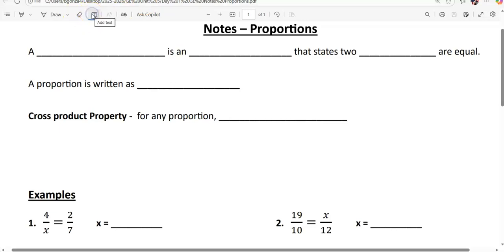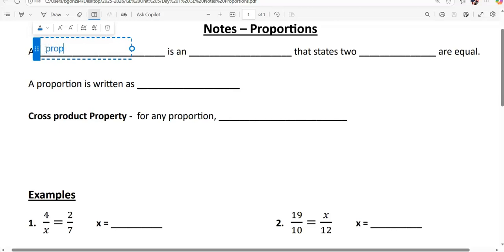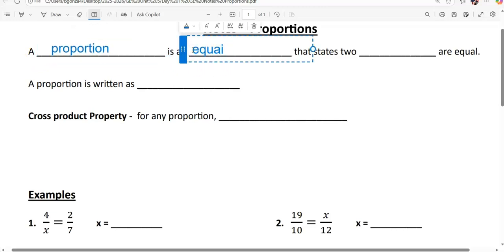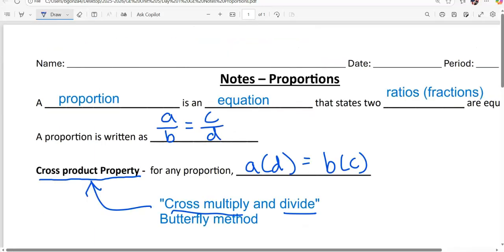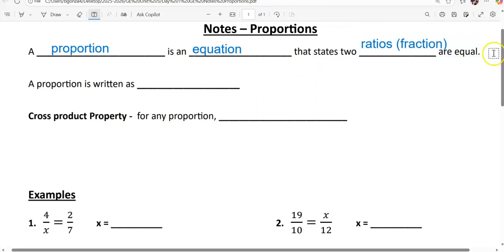Notes on proportions. Okay. So, a proportion is an equation that states two ratios are equal, which, by the way, we just talked about. A ratio is basically a fraction, something divided by something else. When two ratios are equal, that equation is called a proportion. That's the notes for today. Fraction, equal sign, fraction. Okay?